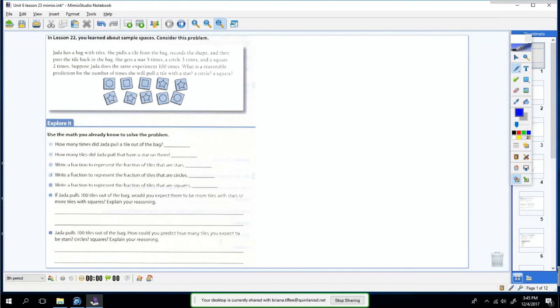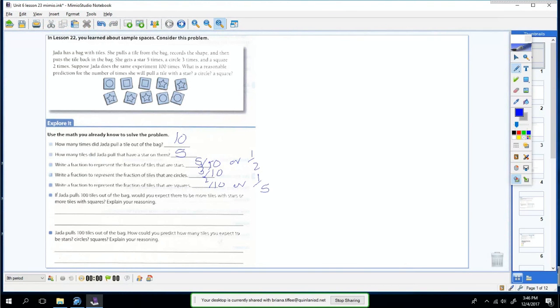So she pulled 10 tiles out of the bag. 5 of those tiles were stars. So what's the fraction to represent the stars? That'd be 5 out of 10, or 1/2. What's the fraction of the circles? That'd be 3 out of 10. And then for the squares, that'd be 2 out of 10, or 1/5.